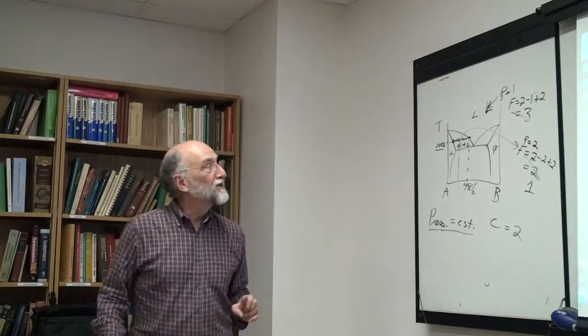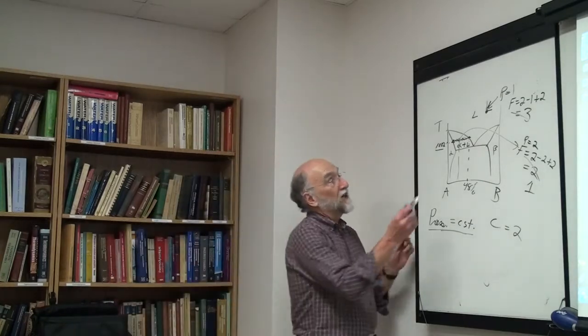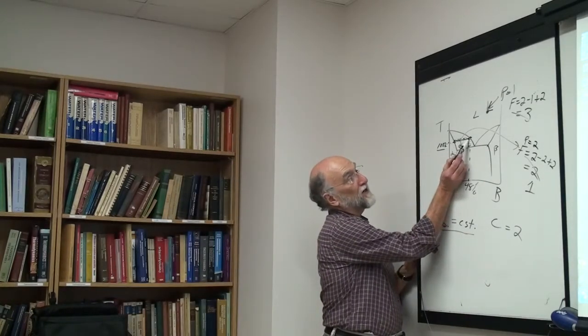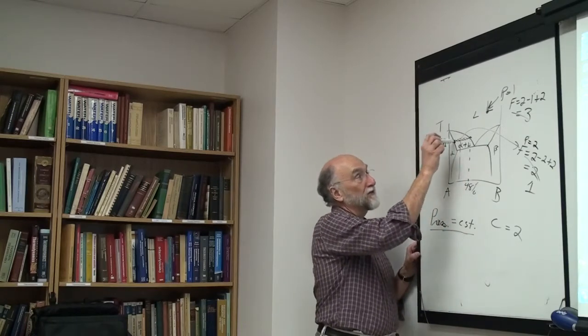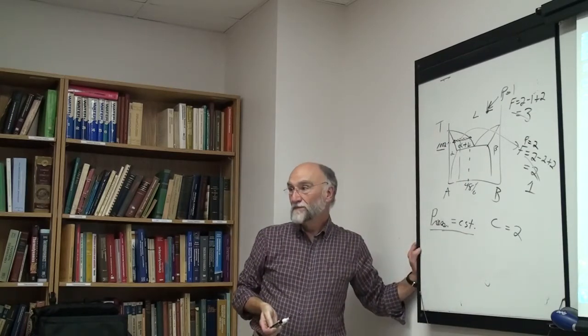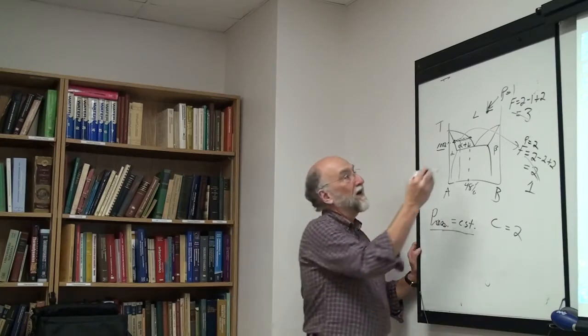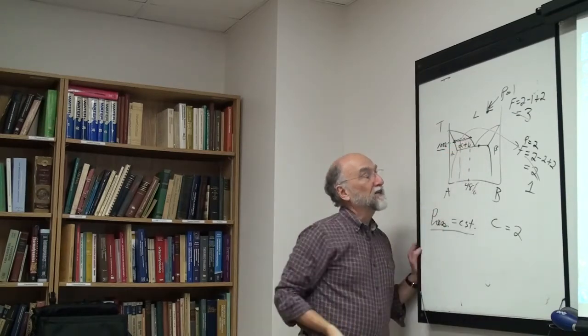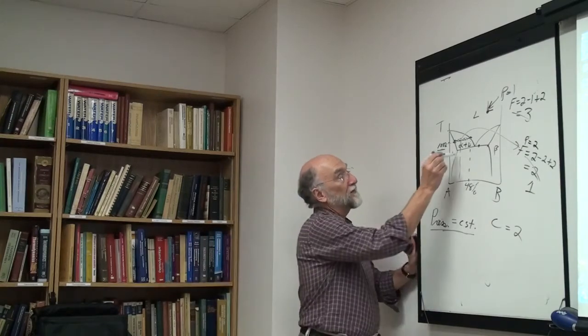Okay, that's something that's usually missed. I can change the overall composition anywhere between here and here, but that doesn't matter. The compositions of the phases are fixed. If I have exactly the eutectic composition, I can have 3 phases in equilibrium if I'm exactly at that point.